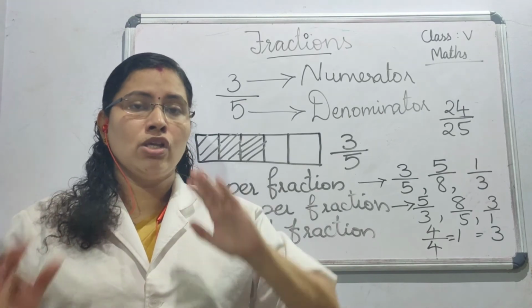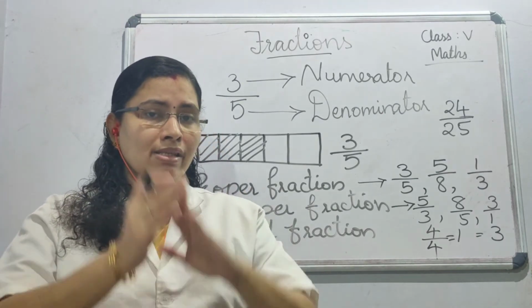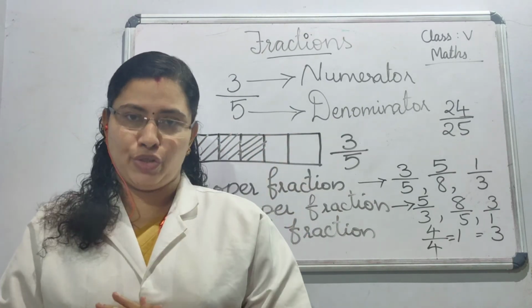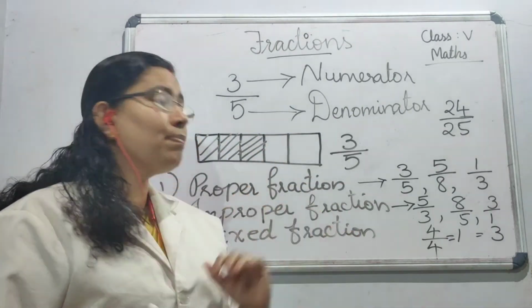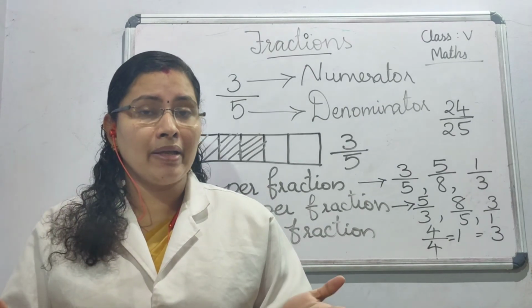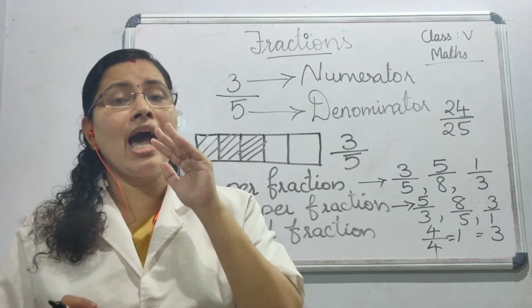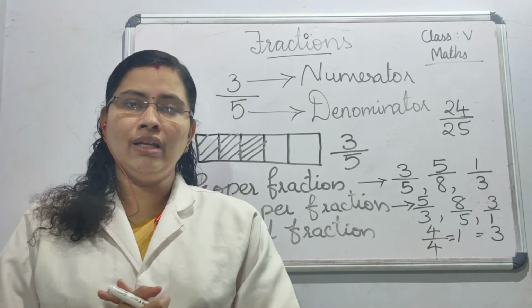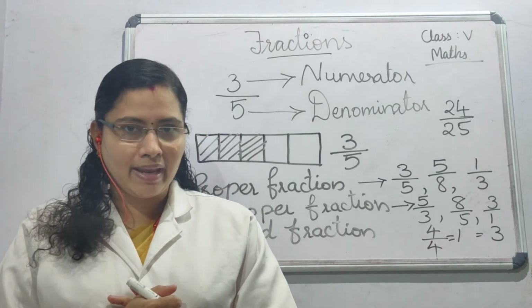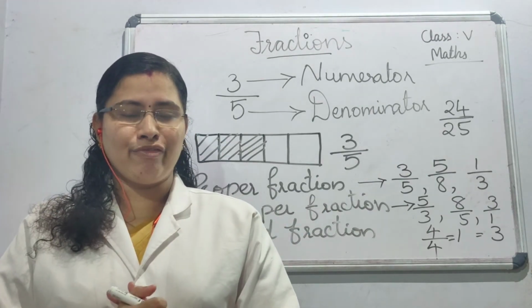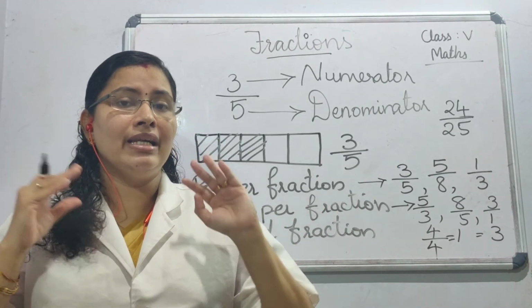Understood? So proper fraction means the denominator is greater than the numerator, and in improper fraction what will happen? The denominator is less than or equal to the numerator. Understood? And there is another fraction that is called a mixed fraction that we will be learning in the next class.